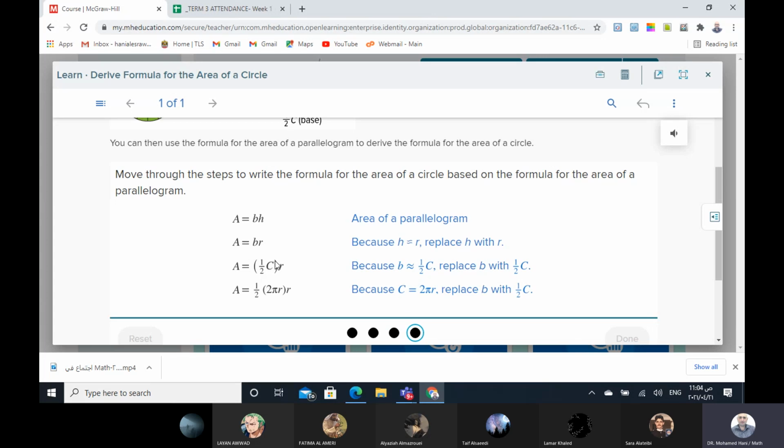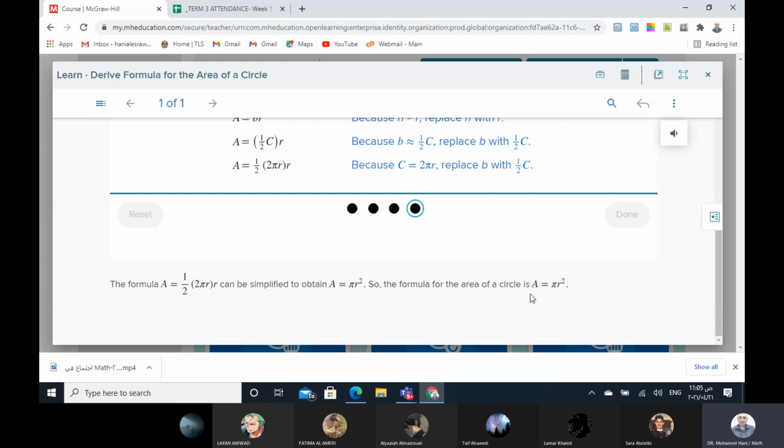Then, what is the formula of the circumference? 2 times pi times r, the lesson of yesterday, or before yesterday. So, we have now 1 over 2 times 2 times pi times r times r. And r times r will be r squared. And 2 times 1 over 2 will be 1. Remains now 1 pi, means pi times r squared.